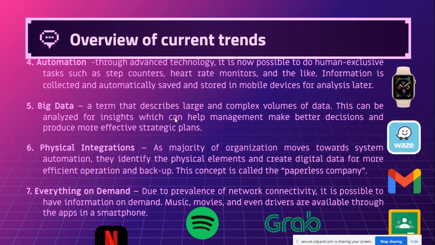So automation through advanced technology, it is now possible to do human-exclusive tasks such as step counters, heart rate monitors, and the like. Information is collected and automatically saved and stored in mobile devices for analysis later. Also, you can check your health using your devices. You can monitor your heartbeat rate or your sugar level, and all that kind of stuff. So really, it's not about entertainment purposes only. It can also be for medical purposes as well.